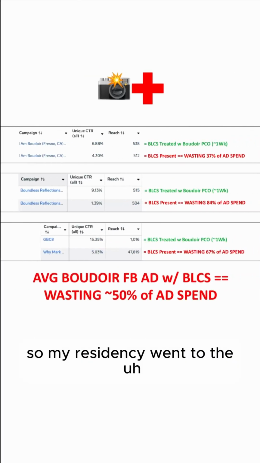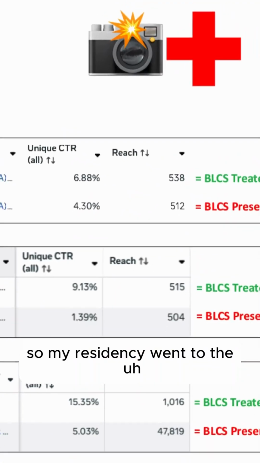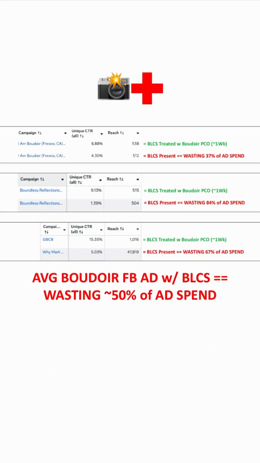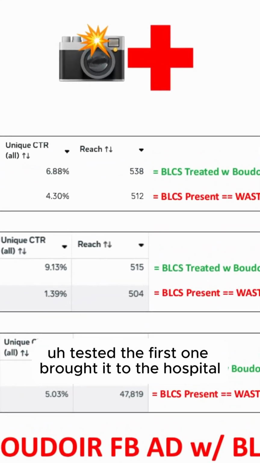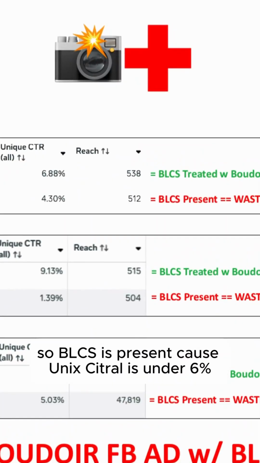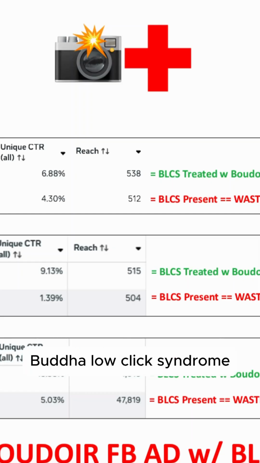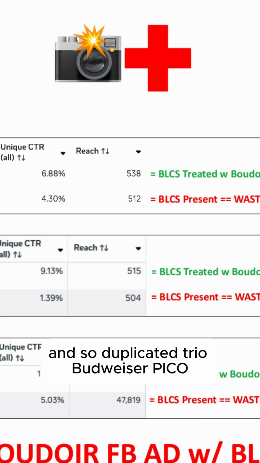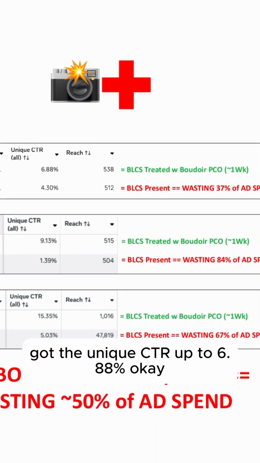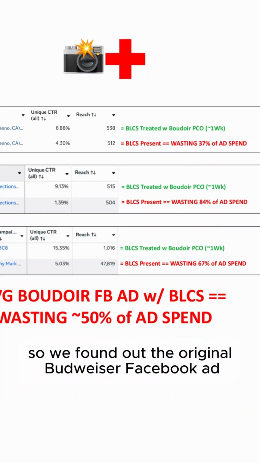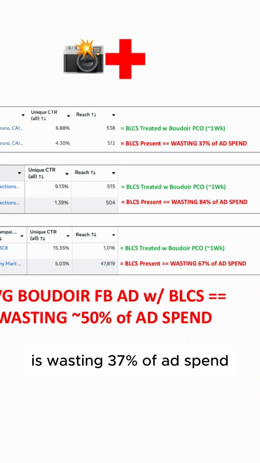So in my residency, I basically found some Boudoir Facebook ads out in the wild. Tested the first one, brought it to the hospital. Unique CTR all 4.3%. So BLCS is present because unique CTR all is under 6%. Boudoir low click syndrome. So we duplicated it, treated it with Boudoir Pico, and got the unique CTR all up to 6.88%. We found out the original Boudoir Facebook ad was wasting 37% of ad spend.